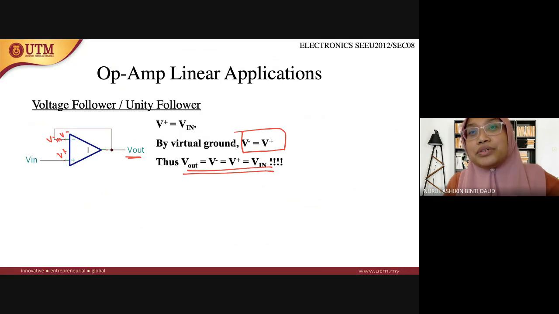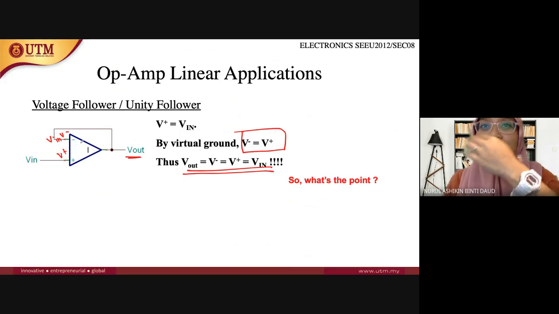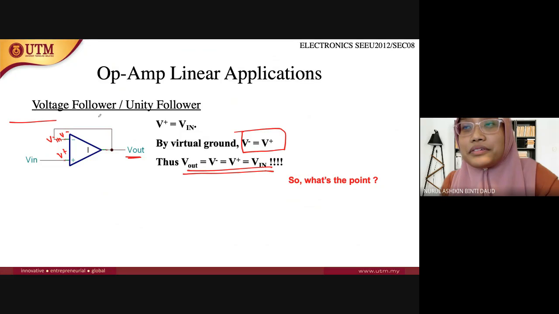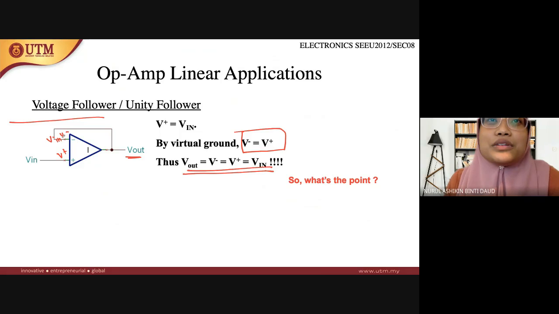So in this case, kalau kita fikir, what is the purpose of this circuit? There is no purpose at all because the input goes straight away to the output. So there's no function of this OP amp. Tak letak pun tak apa. Better straight away je, make the circuit not complicated by using this OP amp.